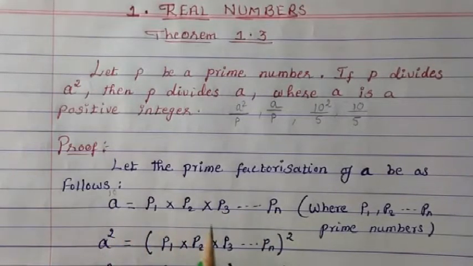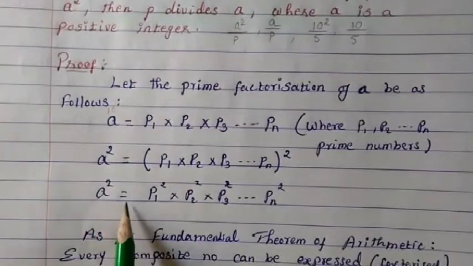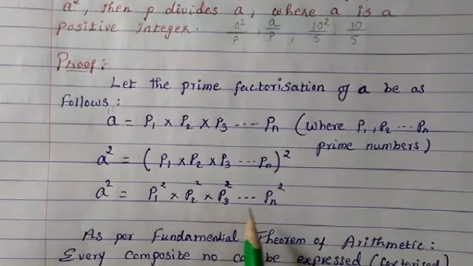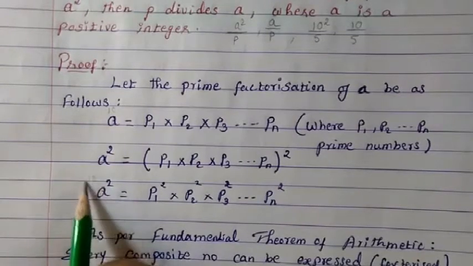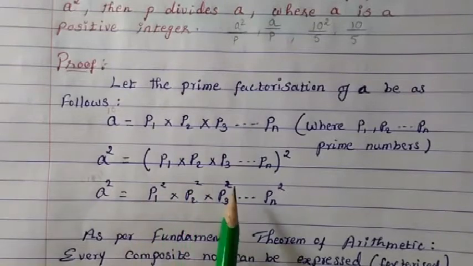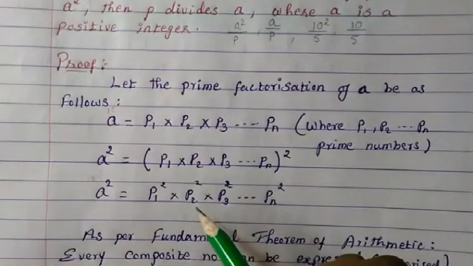Now if you square both sides, then we will get A square is equal to P1 square into P2 square into P3 square and so on. So if you are squaring 10, then naturally the factors of 10 will be squared, right? I hope up to these two steps you have understood.